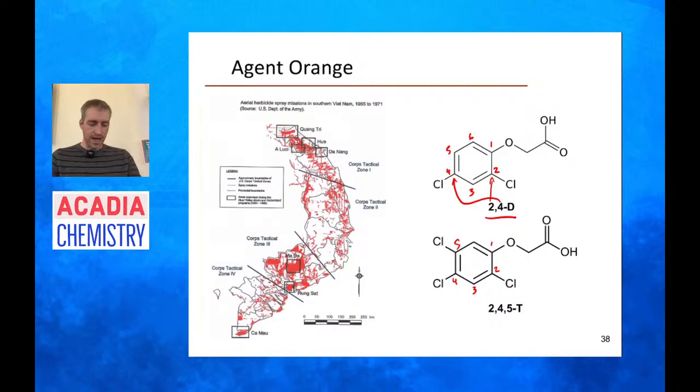And you can see this map of Vietnam and the areas that were sprayed starting in the mid-1960s. All the areas in red were heavily sprayed. So huge, huge amounts. Tons and tons of this material was used to try to kill back plants.